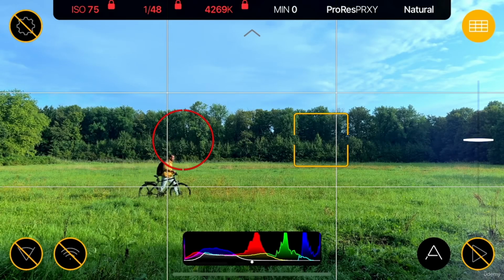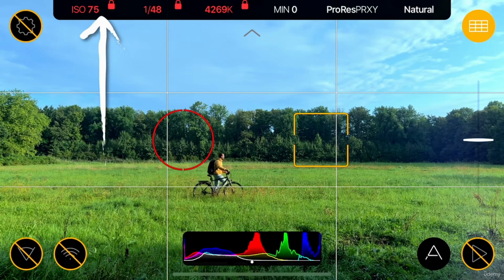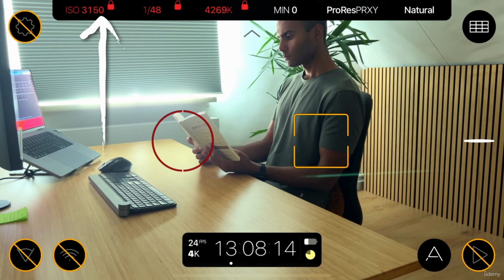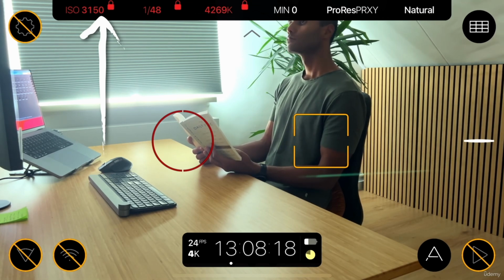If you are going outside and filming in broad daylight, I would try to keep the ISO as low as possible, because at that time I don't want the camera sensor to be too sensitive to any sort of light. But if I'm filming indoors in a relatively darker environment, then I'm going to increase the ISO until my exposure looks quite natural. So that is what ISO does.